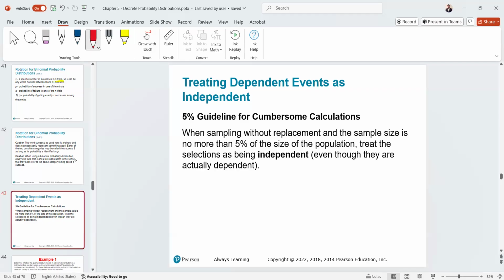So the 5% guideline is for the cumbersome calculations when sampling without replacement. If the sample size is no more than 5% of the size of the population, treat these selections as being independent, even though they are actually dependent. That's what we're going to do.